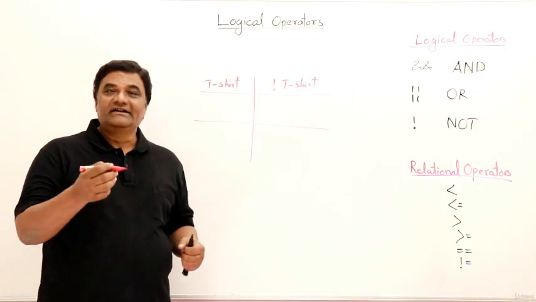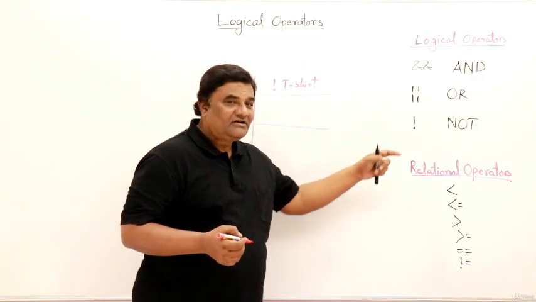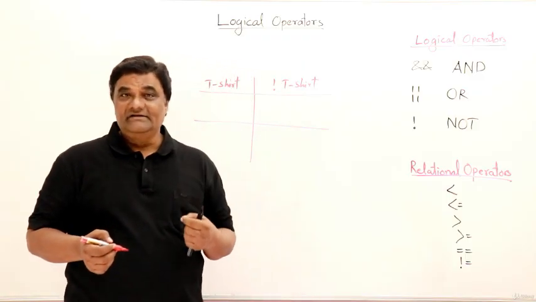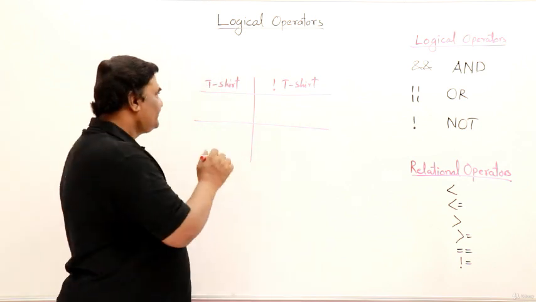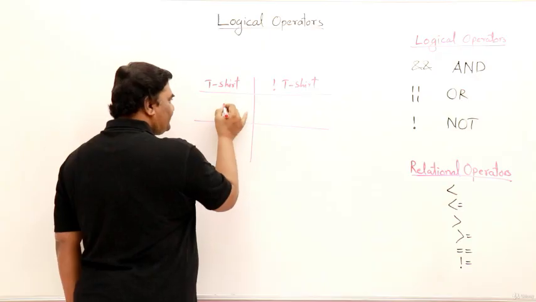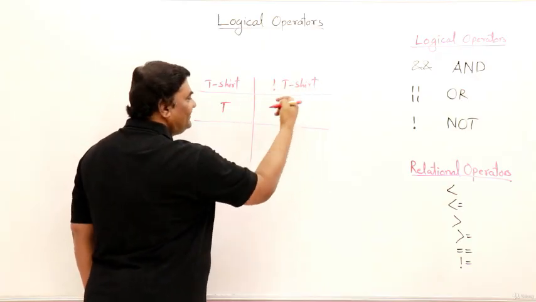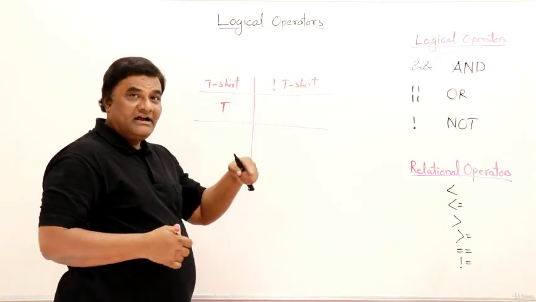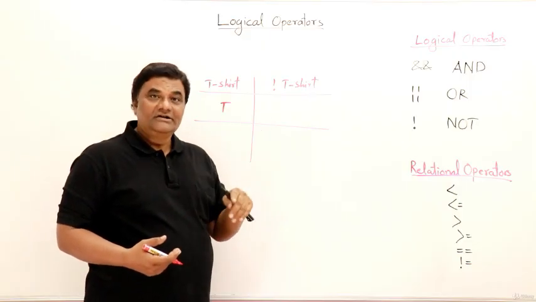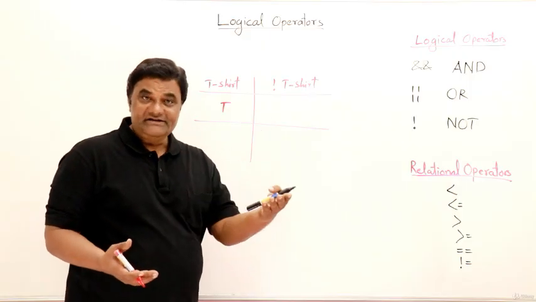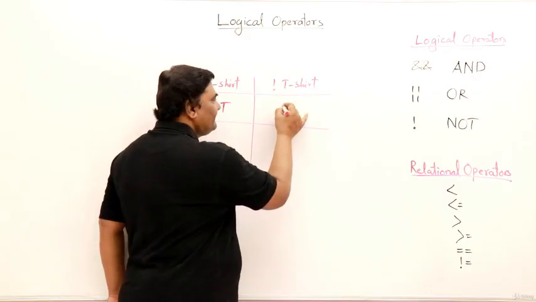Now the last operator, that is not. Not is used for negating a statement. Negating means if it is true, it will become false. If it is false, it will become true. So suppose I am wearing a t-shirt, and it is true. Then not of that means not I am wearing a t-shirt. So really I am wearing a t-shirt, right? True. But not means it is false. Not wearing a t-shirt, so it is false.